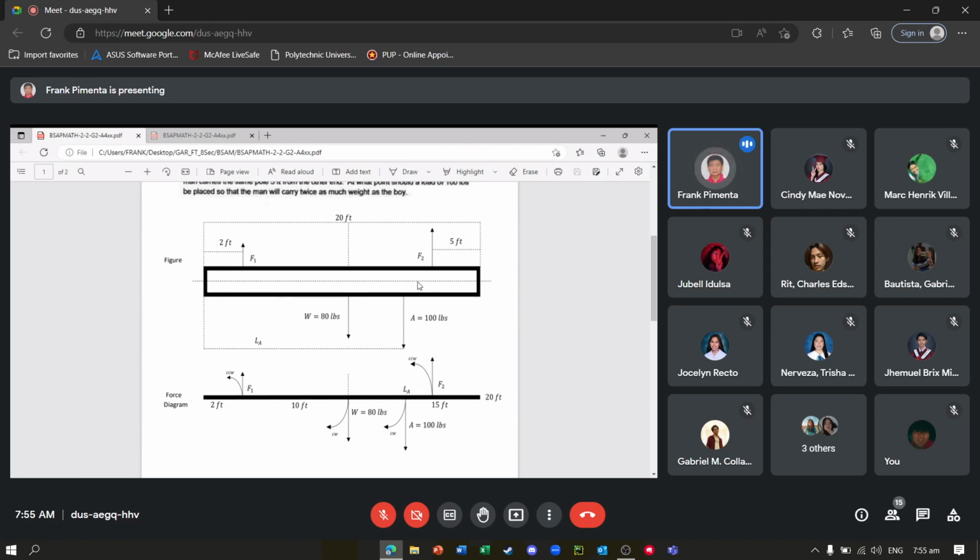Nasaan yung 120 rito? Ito. Okay. So dito binasa yung ano, this is 15. 10 plus 5, 15. So group 2 did not understand the concept of axis of rotation. Bakit dito pinili? Wala namang force dito.